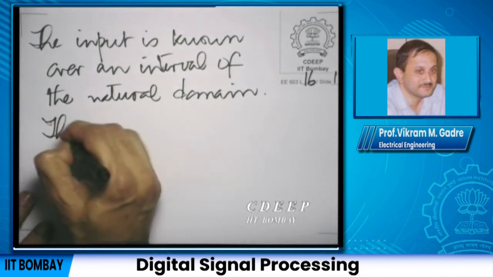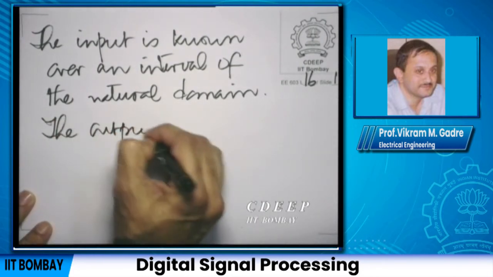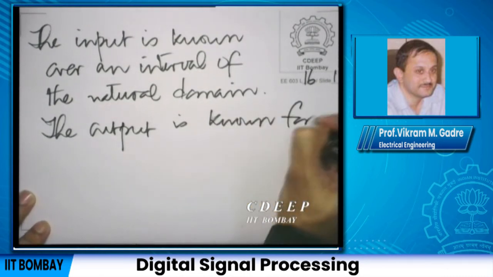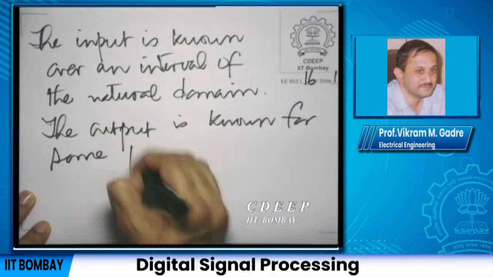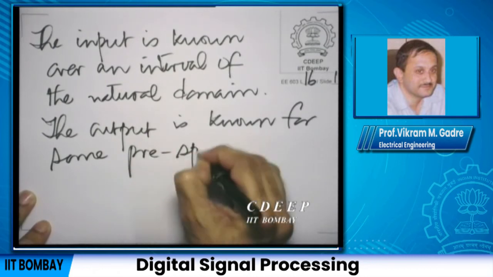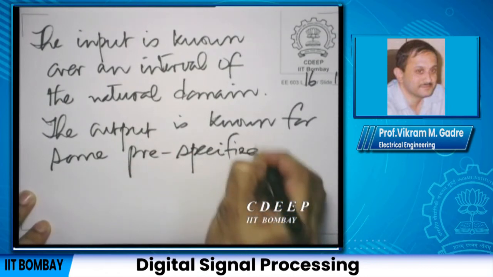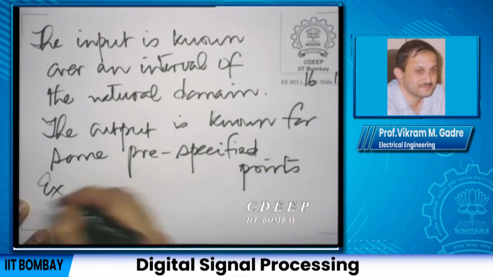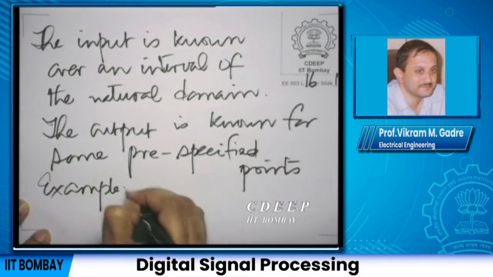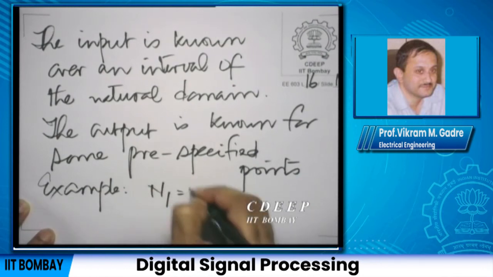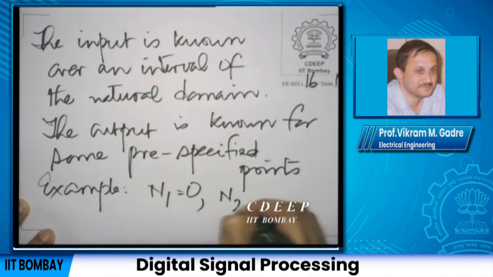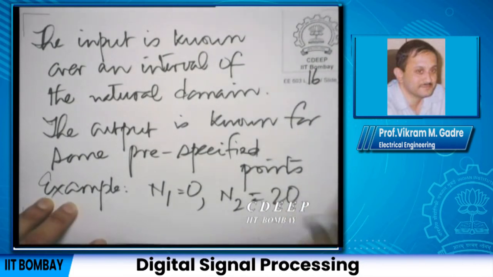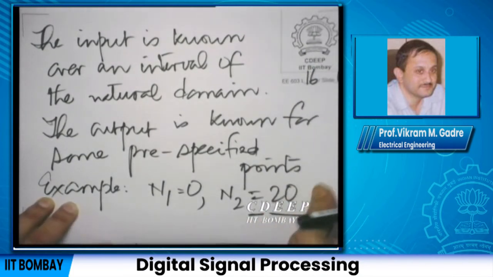The output is known for some pre-specified points. Example, suppose N1 is equal to 0, N2 is equal to 20. We continue this.